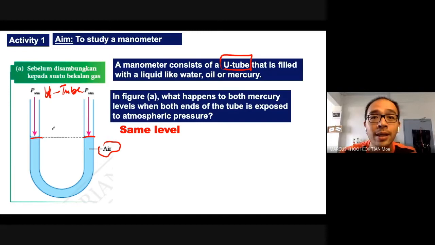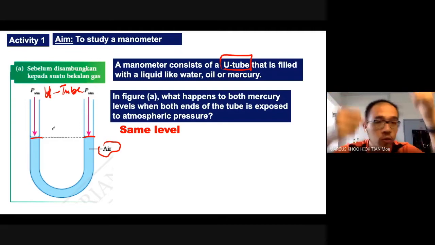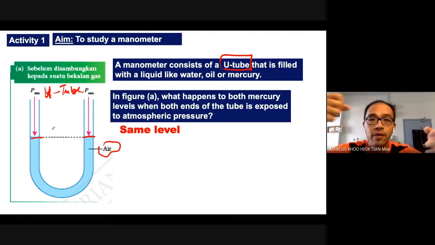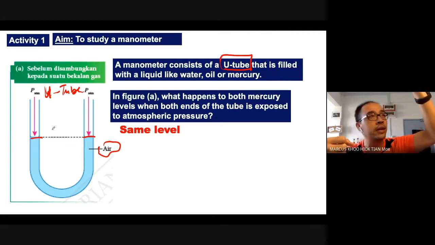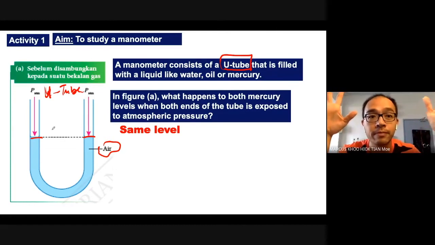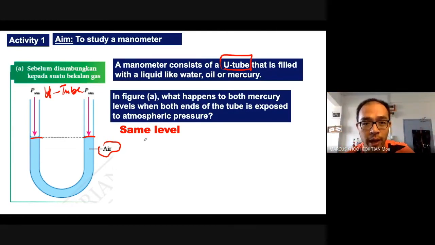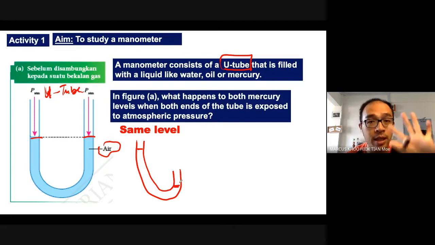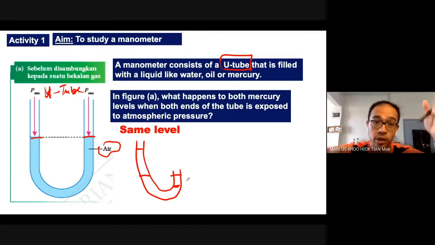This is very normal. Okay, if you take a pipe at home and then you just fill it with water, have you ever done this before? Let's say you put one side of the tube higher than the other, you'll find that the water remains at the same level. You don't have a situation where let's say your tube is like this, then one is like this, one is like this. It doesn't happen that way. Somehow it will always be at the same level, no matter how you adjust the tube.